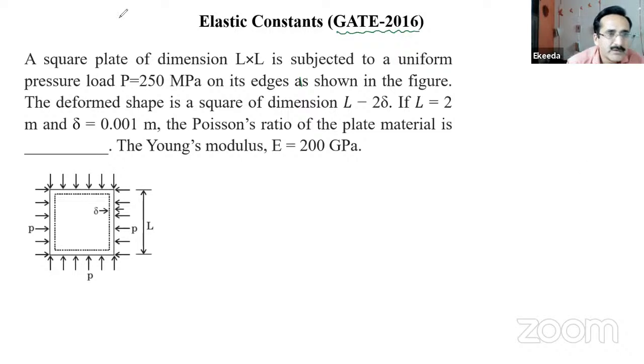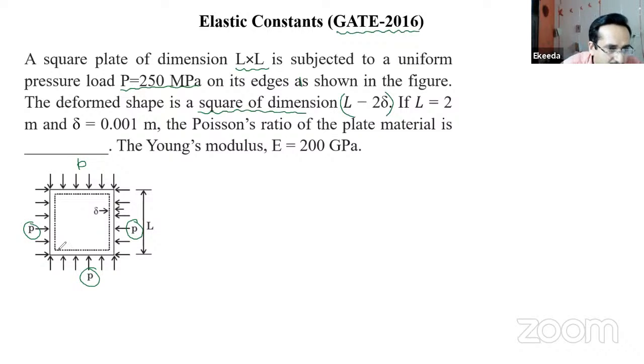A square plate of dimensions L by L, with L as one side and another side also L, and a uniform pressure of 250 megapascal is applied on all sides. As shown in the figure, the deformed shape is again a square, now with side L minus 2 delta.